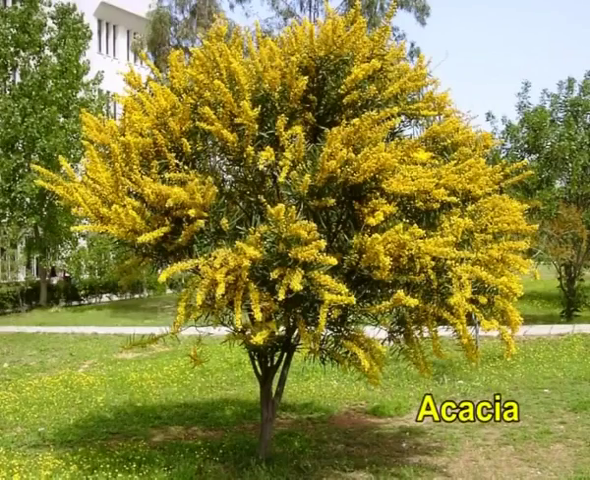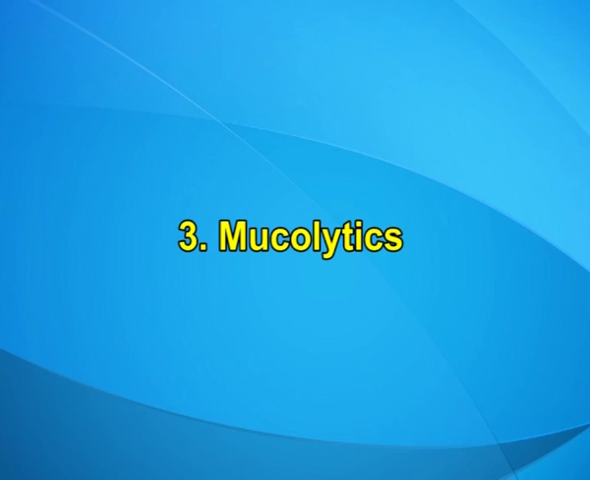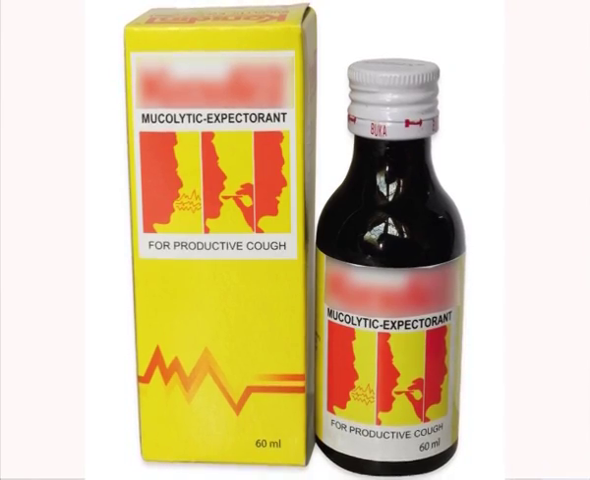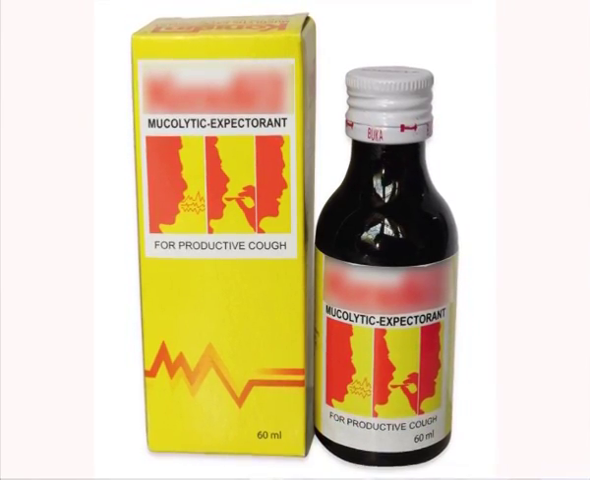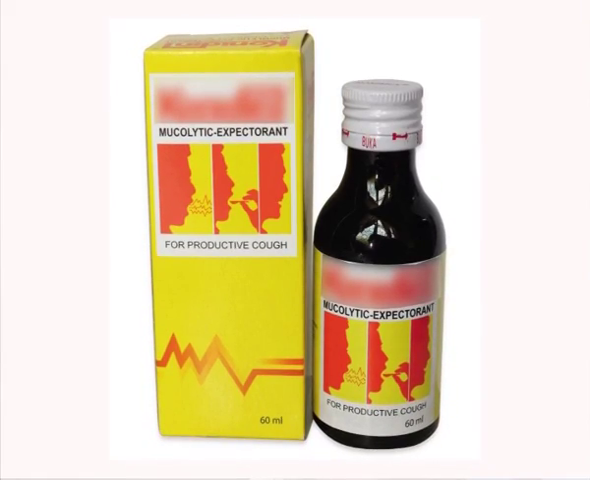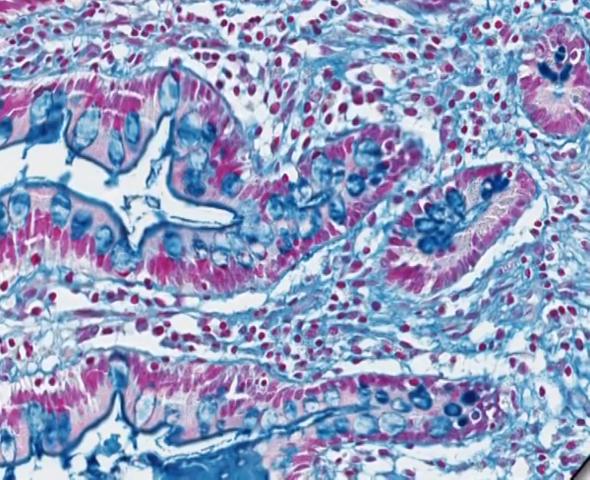They are used mostly as vehicles for the more specific antitussives. Examples of demulcents include acacia, glycerine, glycyrrhizin and honey. Third is mucolytics. Mucolytic agents have been useful as antitussives because in irritative states there is an increase in concentration of mucoproteins and mucopolysaccharides, which are the main constituents of normal respiratory tract secretions.